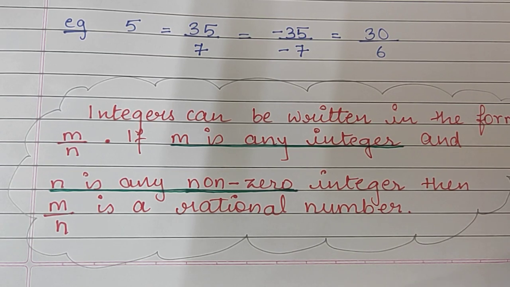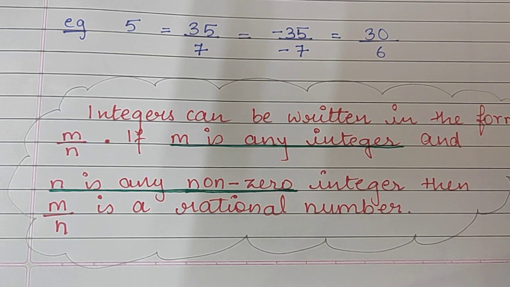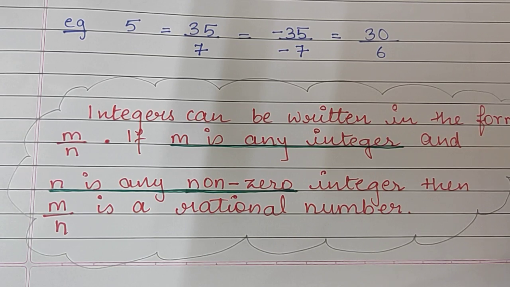Then I repeat the statement again. If m is any integer and n is any non-zero integer, then m upon n is a rational number. Am I clear? Again I repeat, if the denominator is 0, then the number is not a rational number.